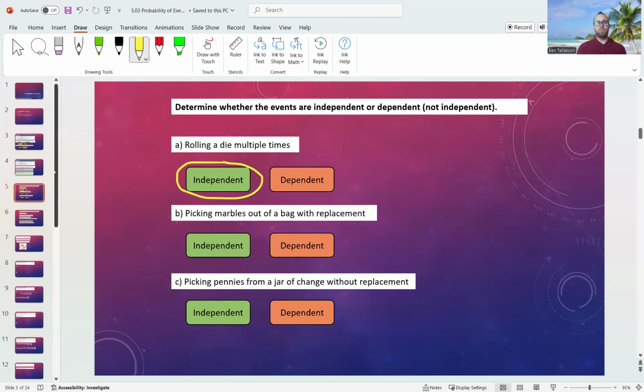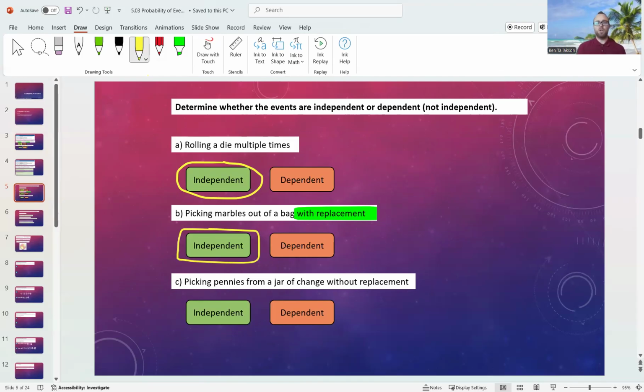Picking marbles out of a bag with replacement. Anytime you see the words with replacement, that is automatically independent because nothing is changing. You pick the marble out, you put it back, same probability of picking whatever it is you want to pick.